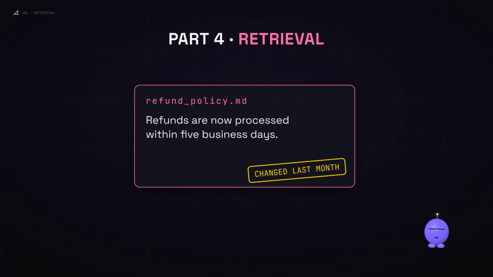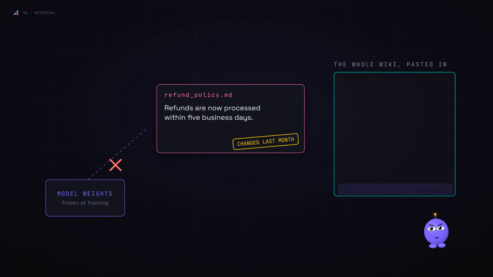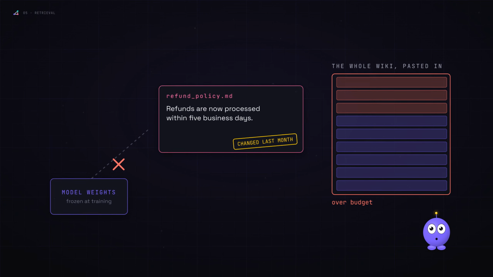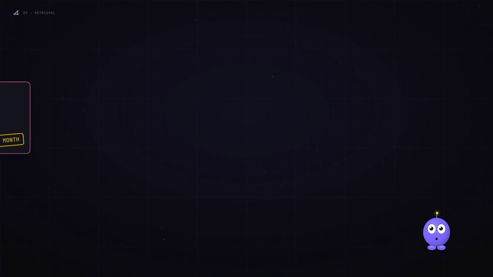Say your company's refund policy changed last month. The model's weights have never seen it, and pasting your entire wiki into the window would blow the budget from Part 2. So the agent looks things up instead, at the moment it needs them. The mechanism is tidier than it sounds.